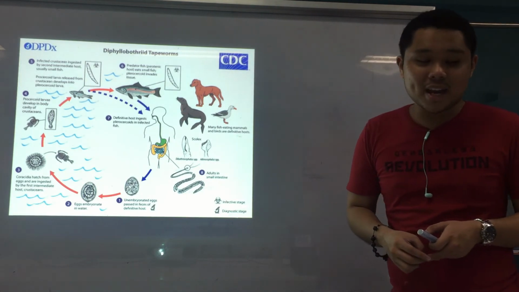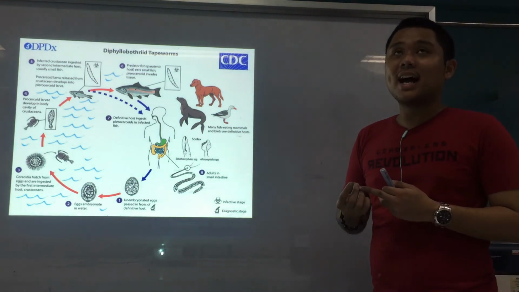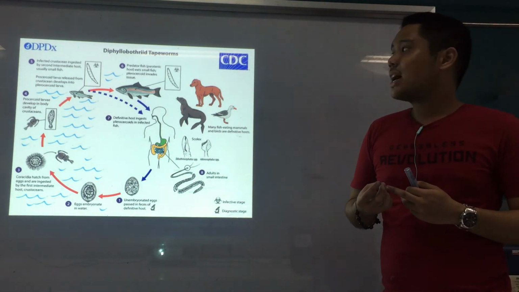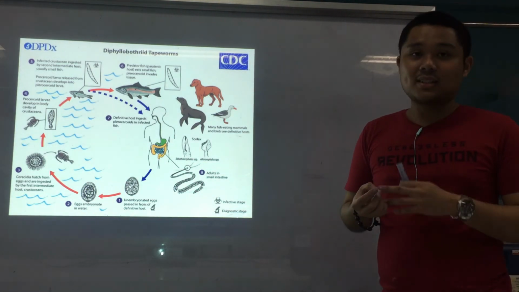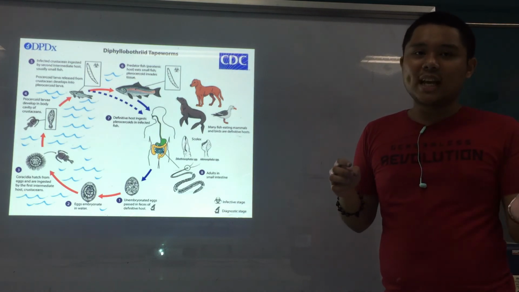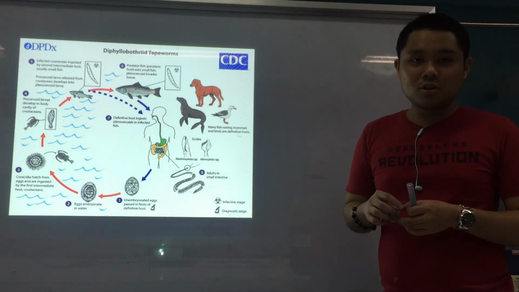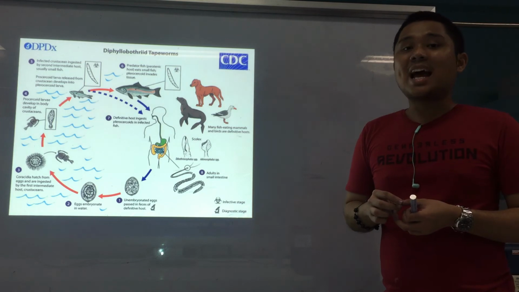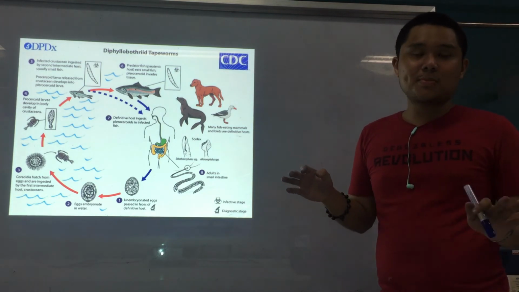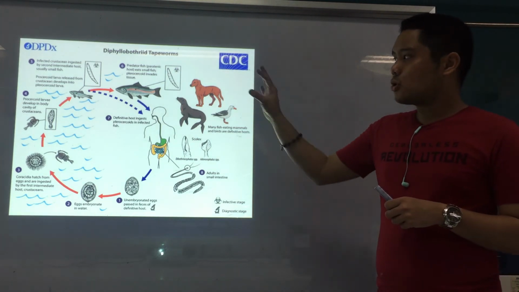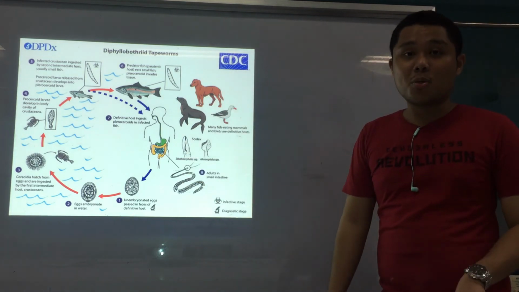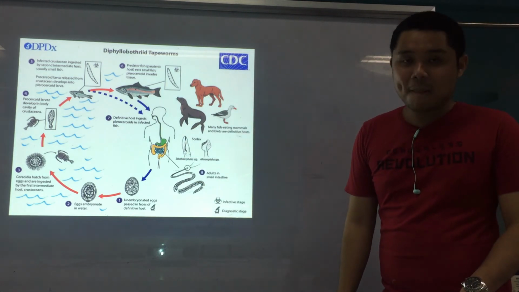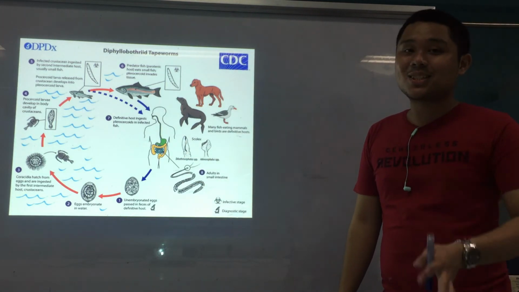And its new name, guys, is Dibothriocephalus latus. That's its new name. But the old name, which is again still widely used nowadays, is Diphyllobothrium latum. And there are a lot of other species of Diphyllobothrium, but usually the main one is Diphyllobothrium latum. All right, so that's for the cestodes.